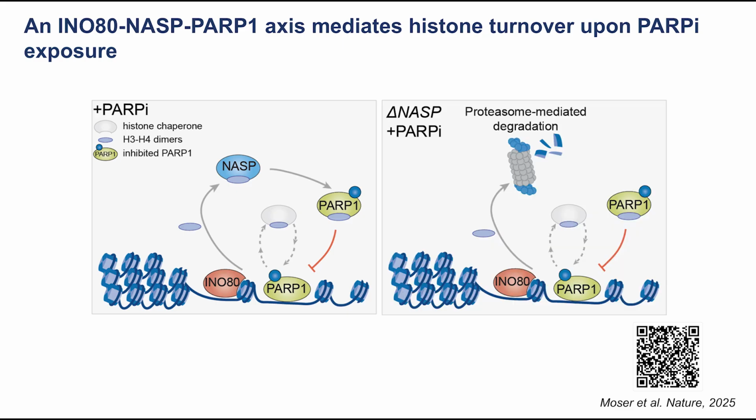What happens in the absence of NASP? These histones are still released, but they are rapidly degraded by the proteasome, resulting in increased exposure of DNA, the accumulation of DNA double-strand breaks, and ultimately cell death.